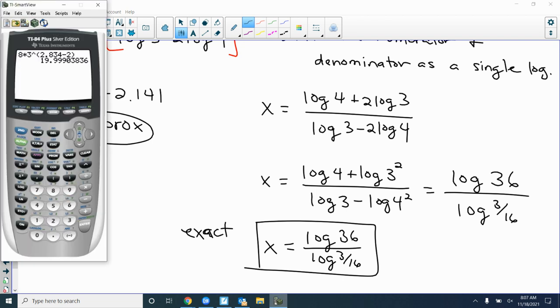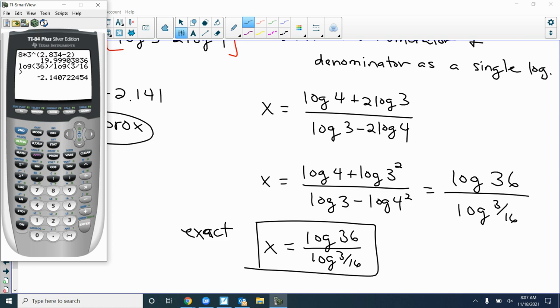Okay. So now log 36 divided by log 3/16 is negative 2.141. Now, which one's easier to type in your calculator? The key thing is you've got to watch you don't make a mistake going from this format down to this format. Because if you make a mistake, you're going to think your answer's right, and it'll obviously be incorrect.